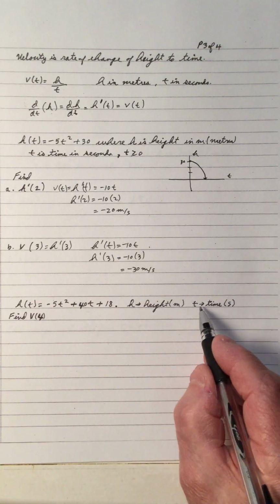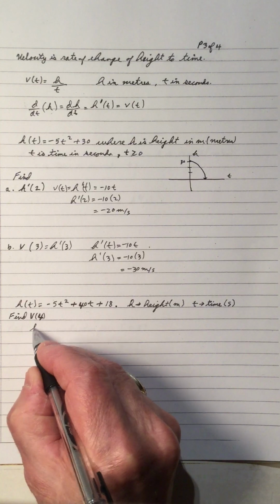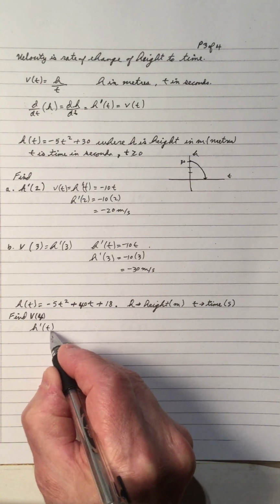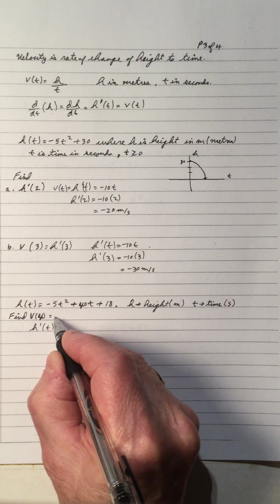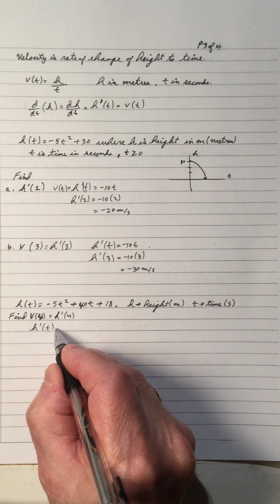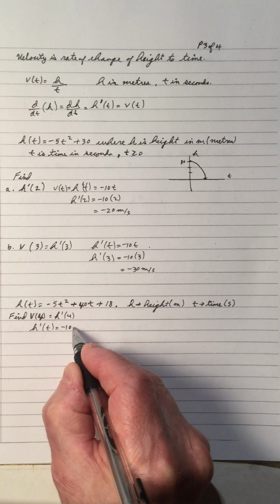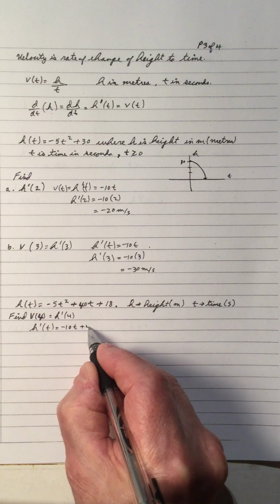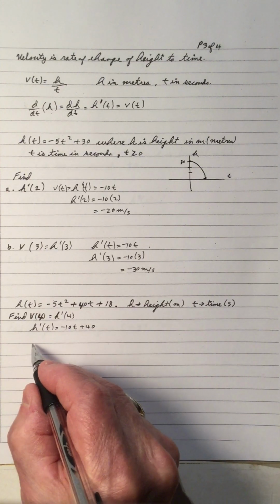H is the height in meters and t is the time in seconds. Find the velocity at 4 seconds. So h prime of t, the velocity, is the derivative. That means we have h prime of 4. The h prime of t is negative 5 times 2, which is negative 10t. The derivative of 40t is 40. The derivative of 18 is 0.